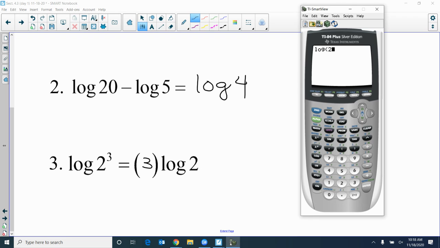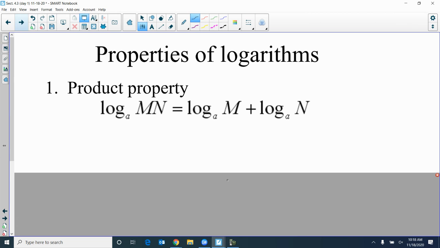Okay, understand that log of 2 to the third power, which is the same as 8, okay, that's a constant. Okay, log of 2 cubed. Well, if I take 3 times the log of 2, okay, same thing. Now this property comes up a good bit and is actually very helpful as we kind of move forward with a couple things. All right, the first one, the product property.